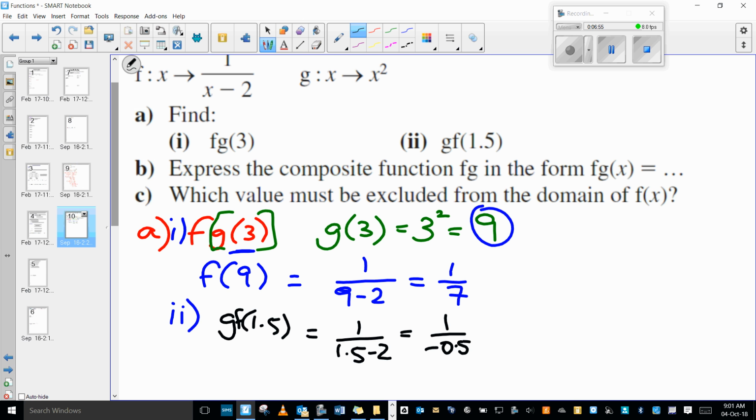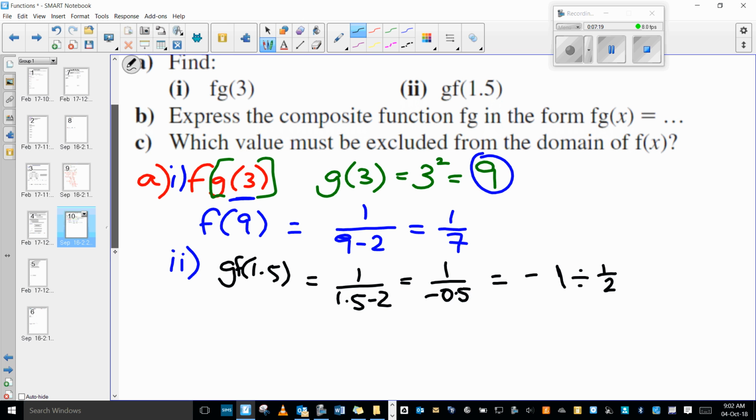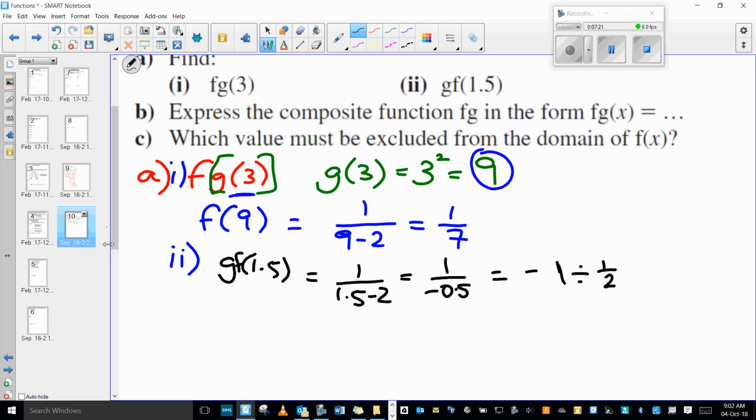Now that's looking a bit nasty, isn't it? Sorry. So the whole thing is negative. I've got 1 divided by a half. Are we all happy with that? Yes. So I've got 1 on the top and we're dividing by a half. I put the negative in front of it.